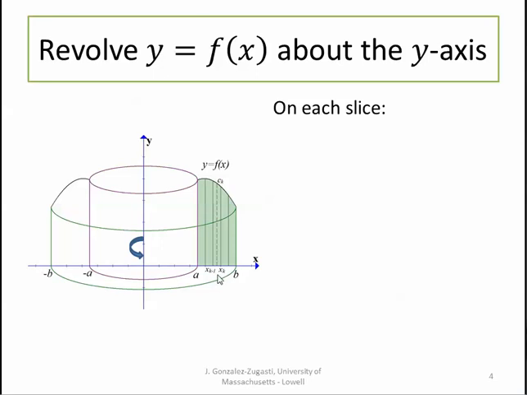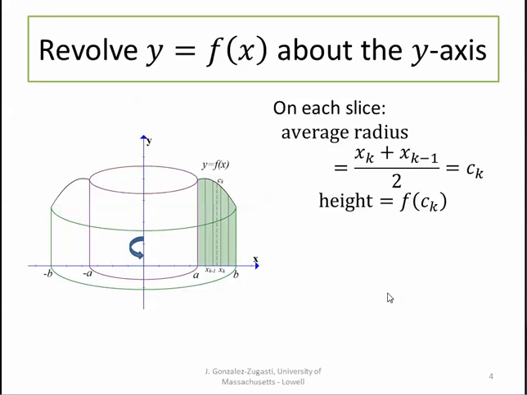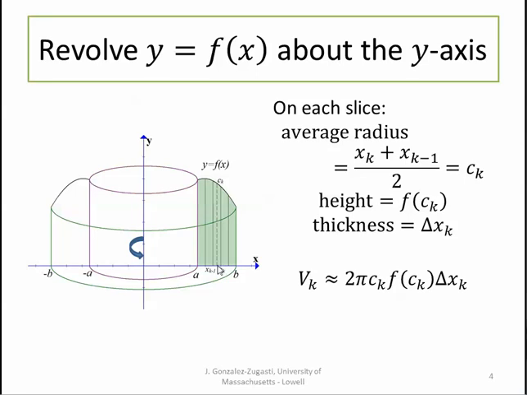So think about this. On our kth slice, the average radius is (x sub k plus x sub k minus 1) divided by 2, and we're going to call that point c sub k. And c sub k is definitely in the kth subinterval. That slice, when we revolve it around the y-axis, is going to create something very close to a cylindrical shell. So we're going to approximate the volume of that by the volume of the cylindrical shell of height f of c sub k. Oh, I forgot our thickness too. The thickness of the shell on the kth interval is delta x sub k.